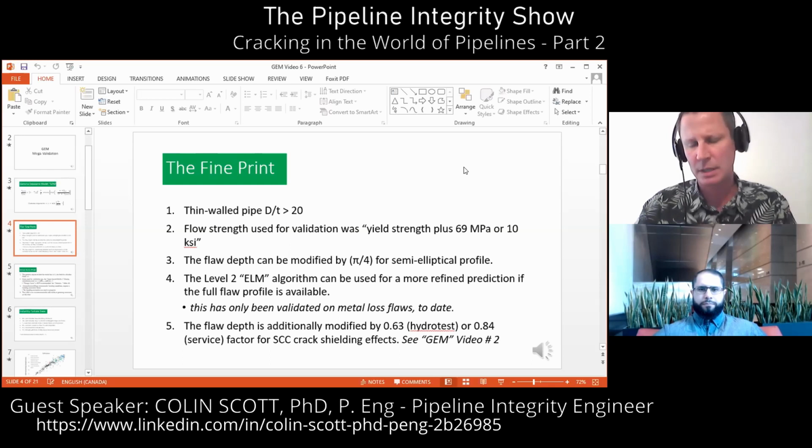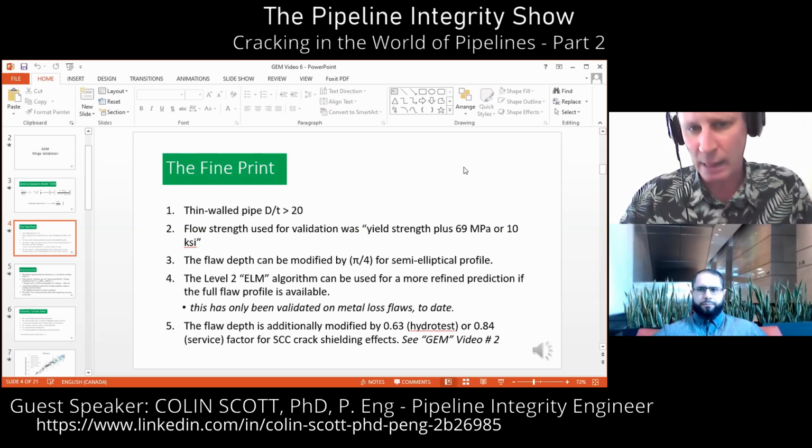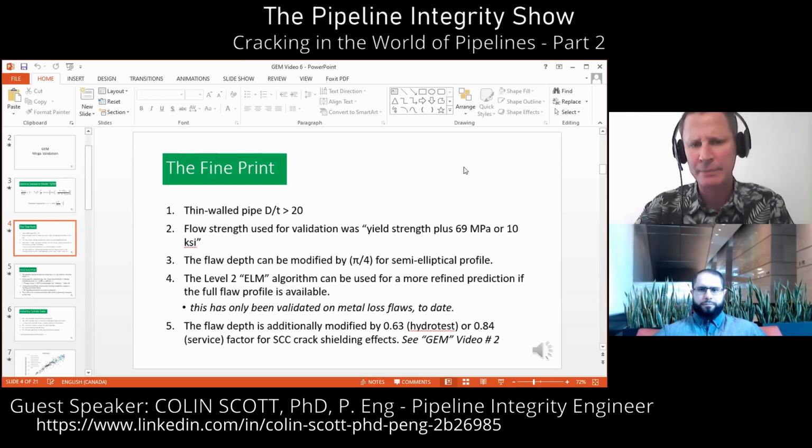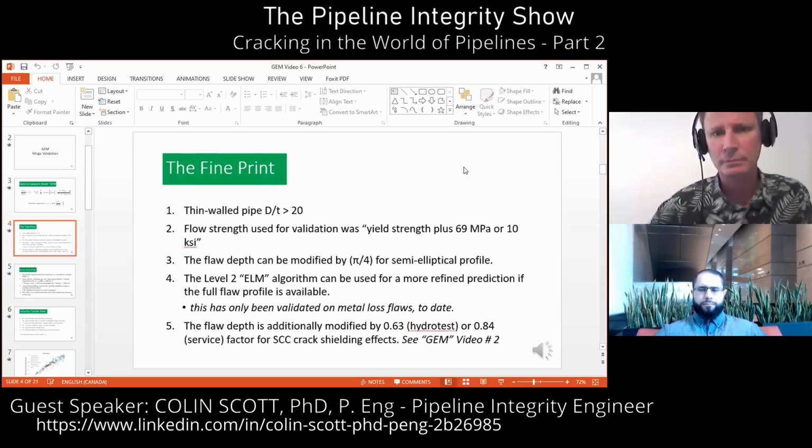I have been working on a level 2 algorithm, which I call the CRA. It's kind of my equivalent of R-STRENG. I'm not going to tell you exactly how it works right now. I'm trying to publish that through a NACE paper, so you'll just have to sit tight on getting the math on that. It's a little bit like R-STRENG, but there are a couple of key differences that come out of the nature of this model being a little bit different. I validated that on metal loss flaws, but not on cracks yet.